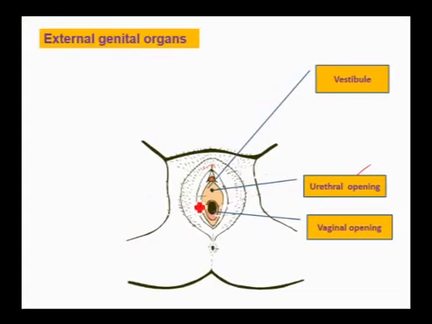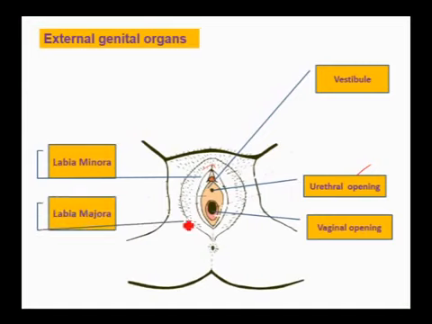Vestibule is surrounded by two thin fleshy folds of skin called labia minora. Labia minora is free from pubic hairs as well as sweat glands. Labia minora in turn are covered by two thick fleshy folds of skin called labia majora. These are covered by pubic hairs as well as sweat glands.